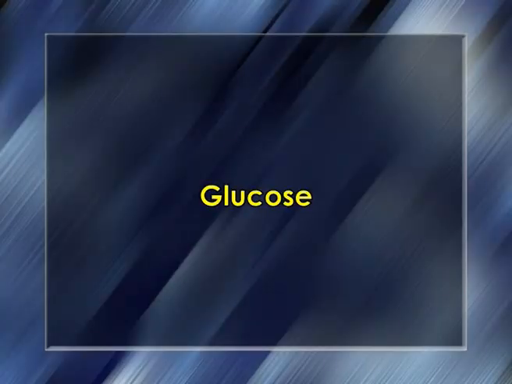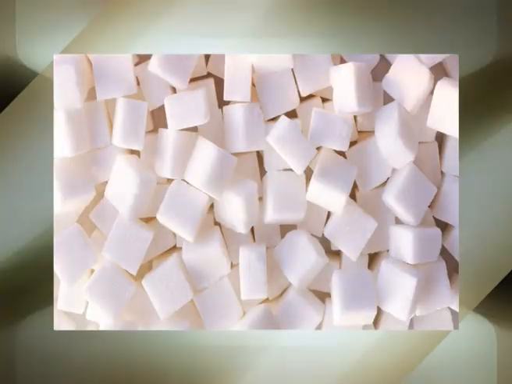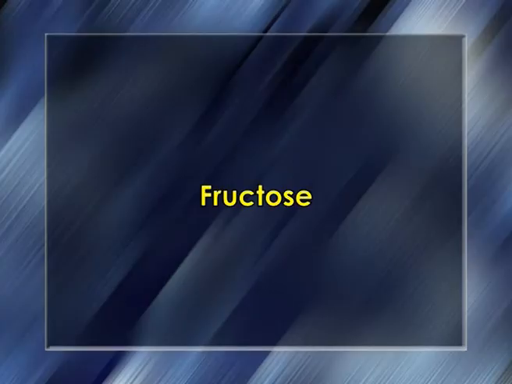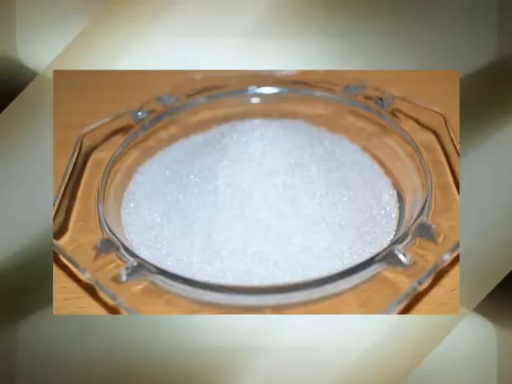Now let's discuss some monosaccharides. First, glucose. It's also known as dextrose. Glucose is an aldose sugar. It is white, crystalline and easily soluble in water with sweet taste. Glucose is readily absorbed in the stomach. Glucose is present in fruits and honey. Second, fructose. Fructose is known as fruit sugar or levulose and is a keto sugar. It's sweeter than glucose. It's obtained by the hydrolysis of sucrose.